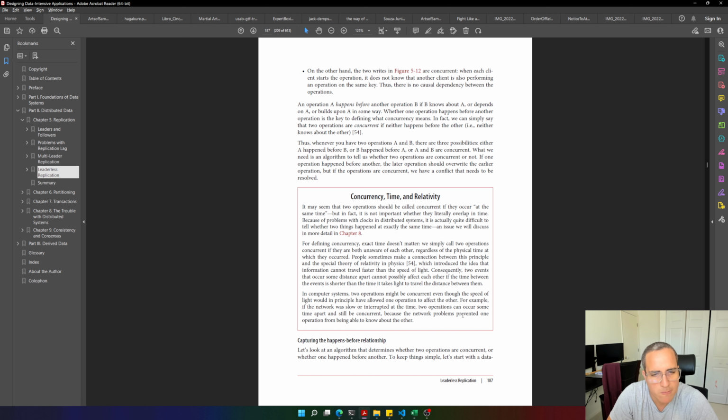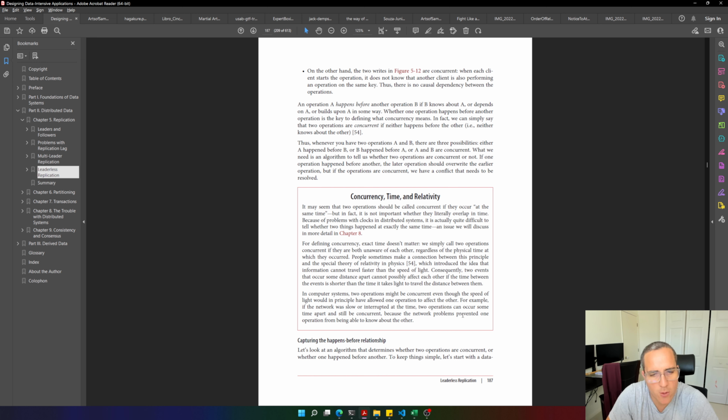which they occur. People sometimes make a connection between this principle and the special theory of relativity in physics, which introduced the idea that information cannot travel faster than the speed of light. Consequently, two events that occur some distance apart cannot possibly affect each other if the time between the events is shorter than the time it takes light to travel the distance between them. In computer systems, two operations might be concurrent, even though the speed of light would in principle have allowed one operation to affect the other.